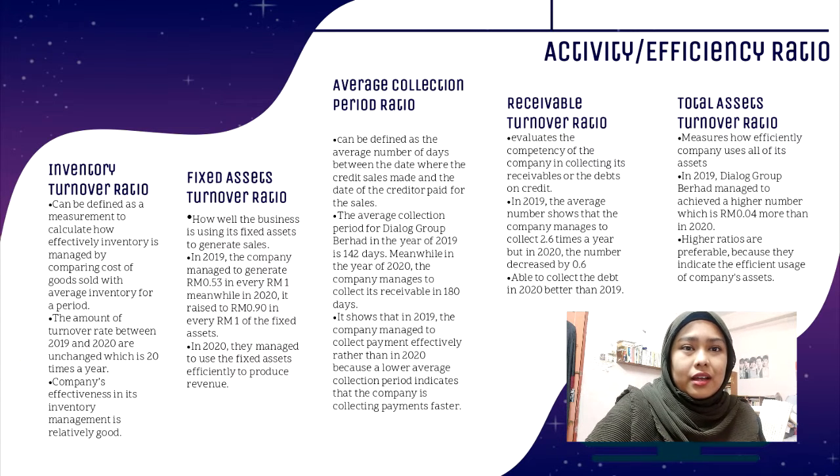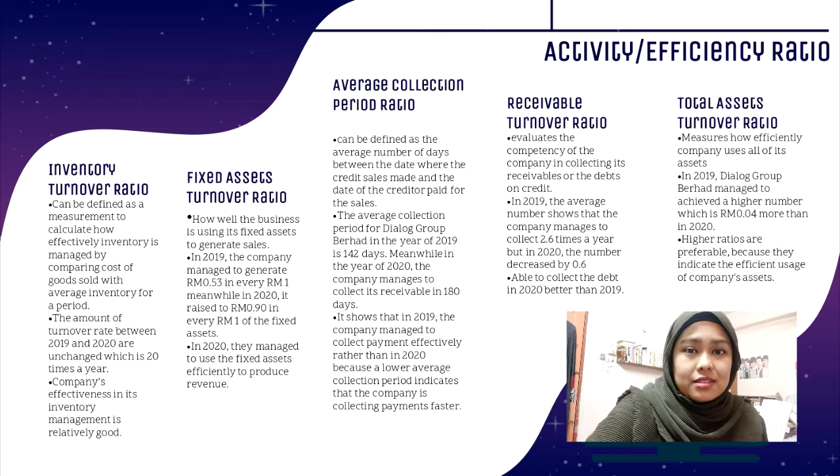ratio. The activity ratio or efficiency ratio is used in financial ratio analysis to show how competent the company is in using its different operating assets found in the balance sheet statement in order to generate sales, revenue, or cash.